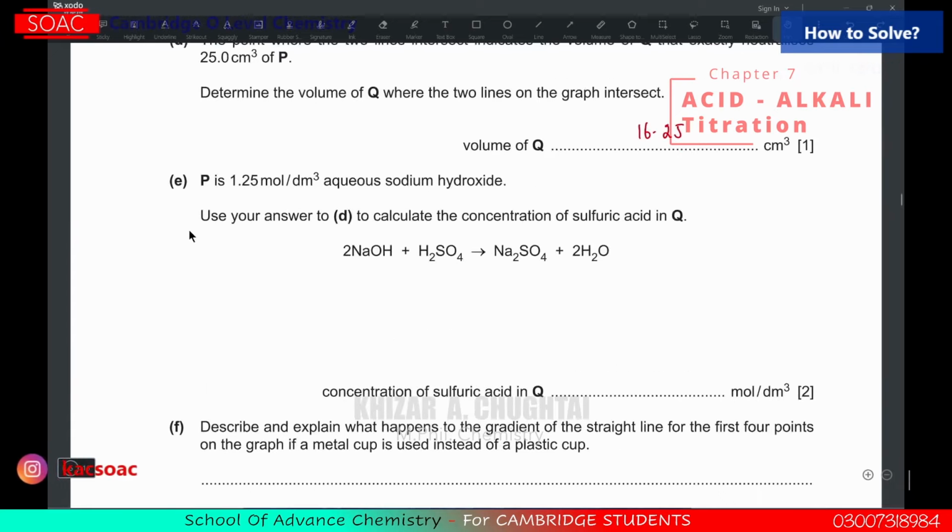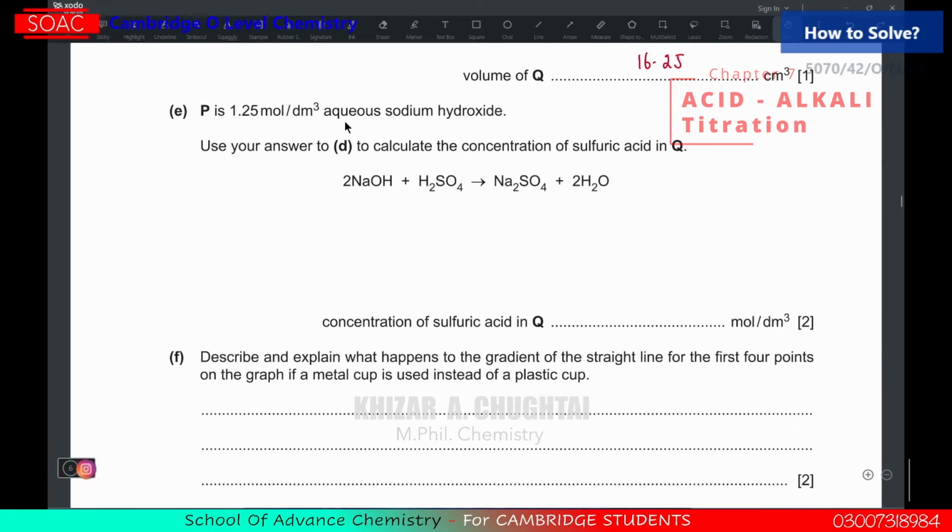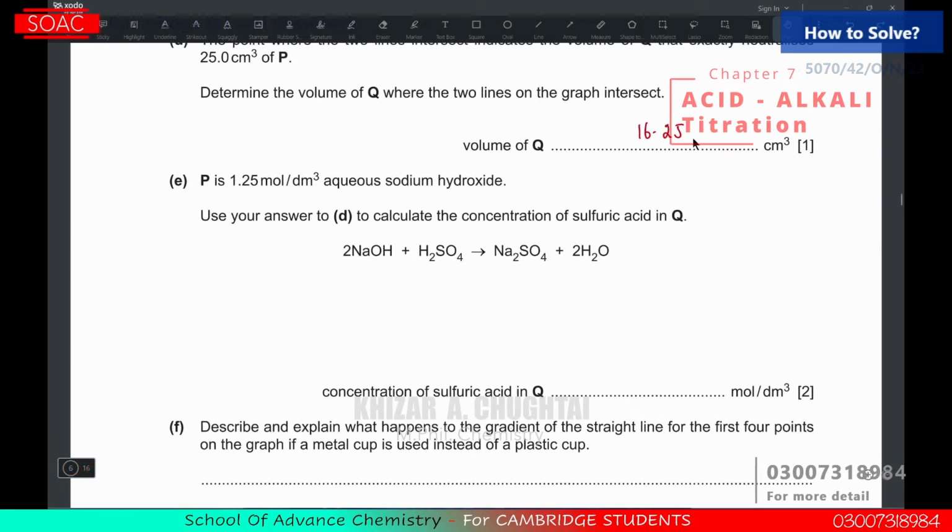So what is the next one? P is 1.25 mole per dm cube aqueous sodium hydroxide. Use your answer to D. Calculate the concentration of sulfuric acid in Q. You know that we have calculated the volume of Q, and here we can find its concentration. As you know, the concentration of sodium hydroxide is equal to 1.25. Here is the mole of sodium hydroxide, here is the mole of sulfuric acid, and here is the volume of sulfuric acid.